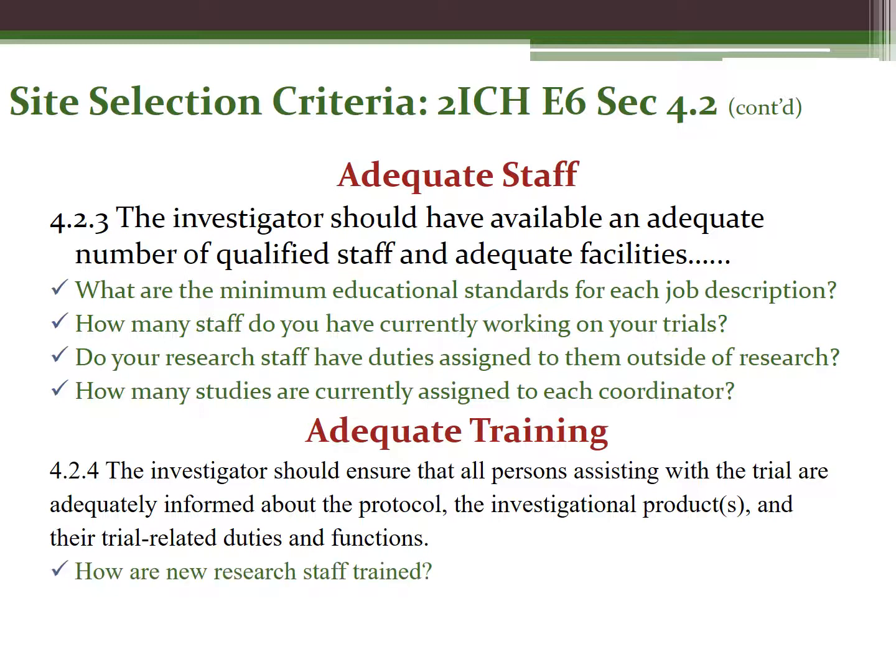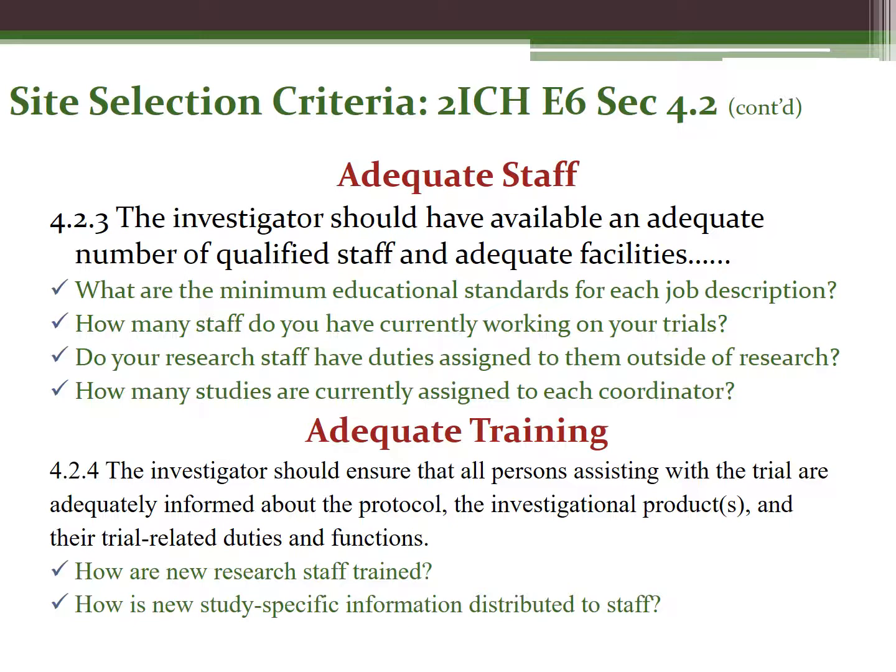How are new research staff trained? That's a good question. Oftentimes people end up in clinical research sort of accidentally, and they might not have any prior experience. So at the site, how are the new research staff trained? How are the experienced but new research staff trained as well?